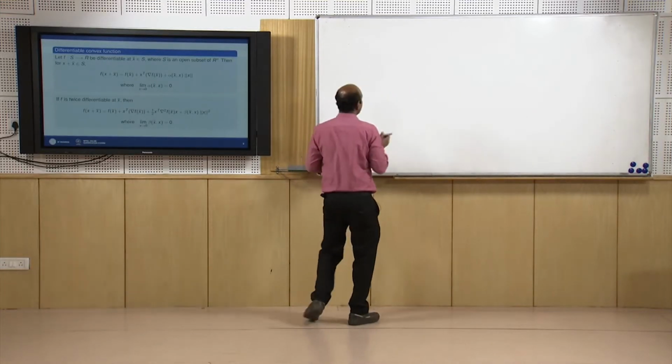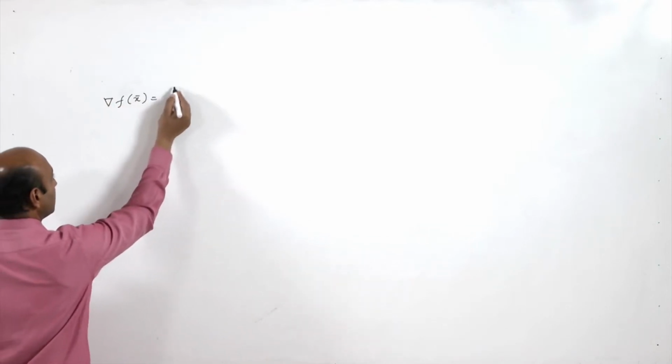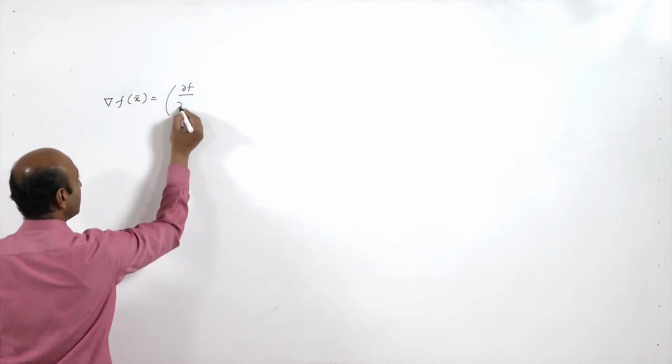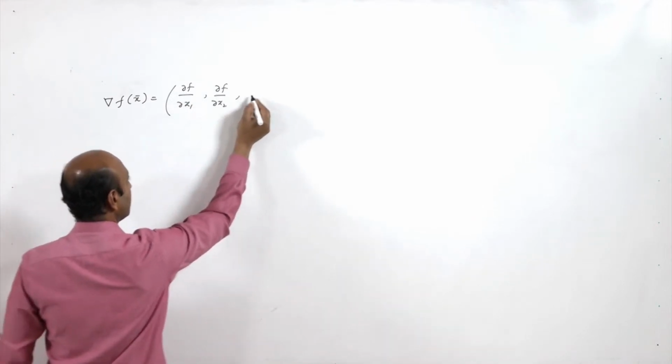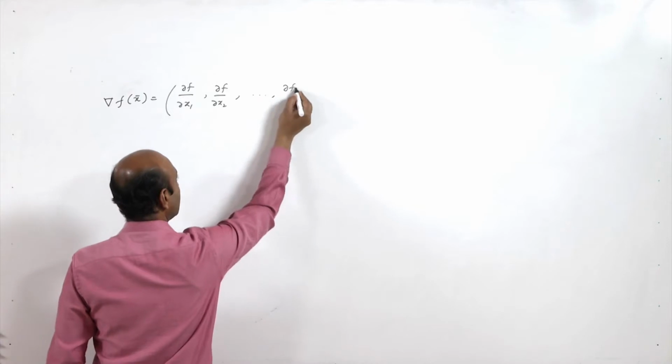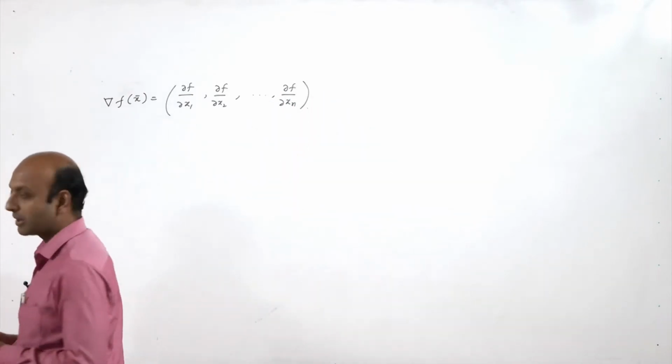So, gradient of f at x bar is nothing but del f upon del x1, del f upon del x2 and so on up to del f upon del xn. So, this is gradient of f at x bar. Okay.